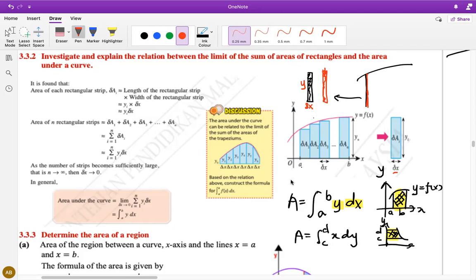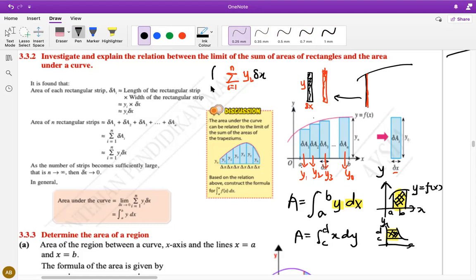Therefore, when you add all together, okay, we sum it, right? We sum from i equals to 1 to n. That means from the first one, here is y1, y2, y3, and then yn. So you add it all together. So therefore, we use this formula y1 delta x. Okay, sorry, not dx. It is delta x, very small change. So this is, okay, this is delta x, okay?